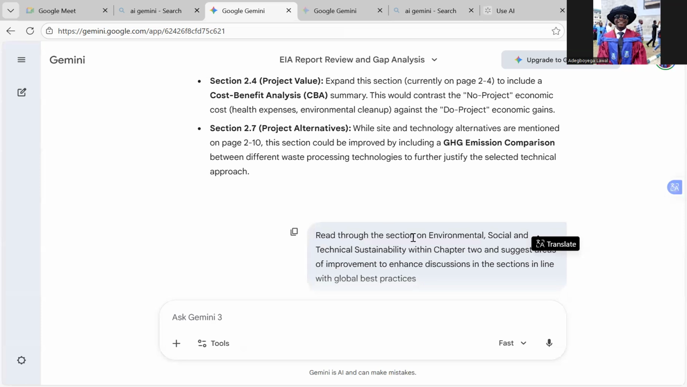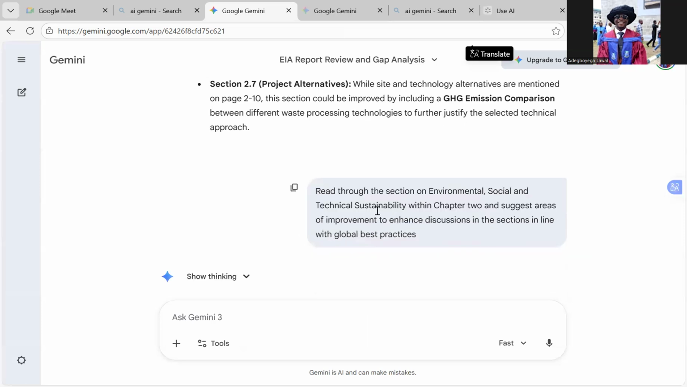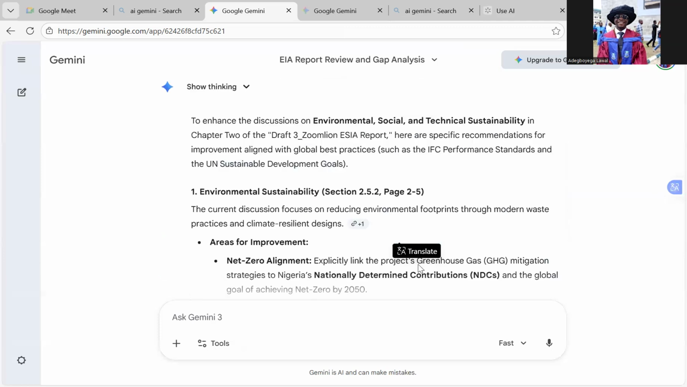So I said, read through the section on environmental, social, and technical sustainability and suggest areas of improvement to enhance discussion in this section in line with global best practices. So I want to know areas in which the project can be better off environmentally, socially, and technically when it comes to sustainability. And I know that once we open up the conversation to global best practice, the options will be endless. So let's see what is there.